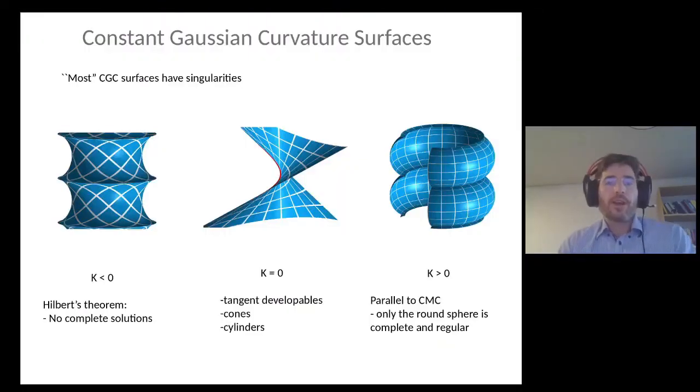Okay, so another typical type of integrable surface is constant Gauss curvature surfaces, which I've already mentioned a little bit before. And what we can say about those is that there are no complete constant Gauss curvature surfaces with K less than 0. The only complete ones with K equals 0 are cylinders, and there are no complete ones with positive Gauss curvature other than the sphere. So these are a natural surface class which has singularities.